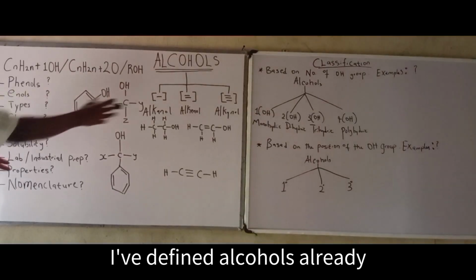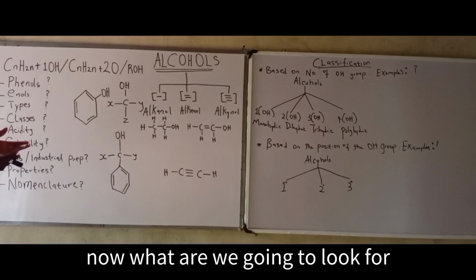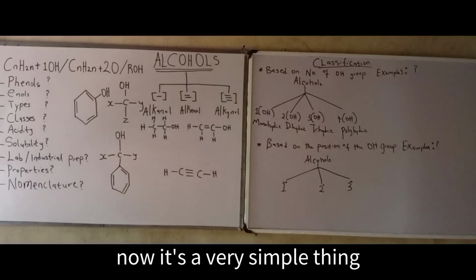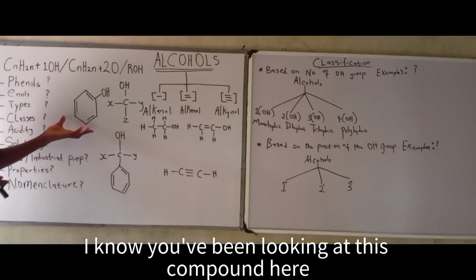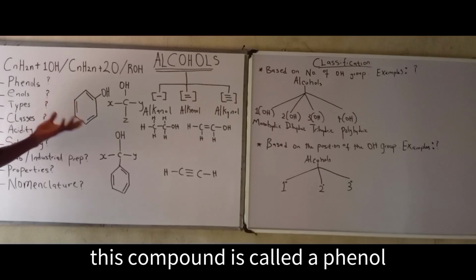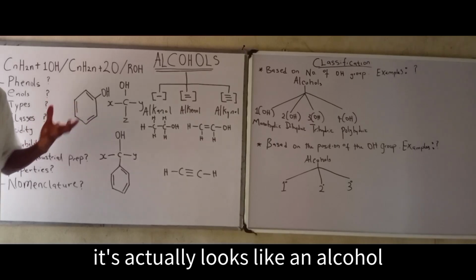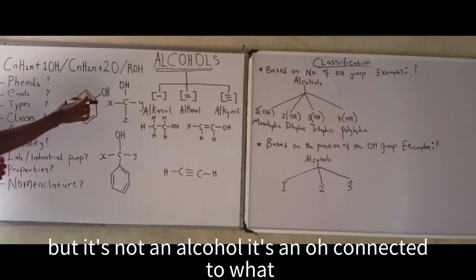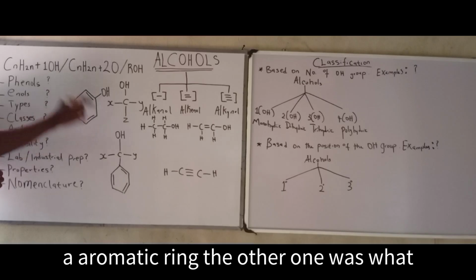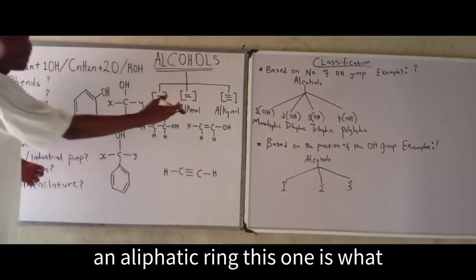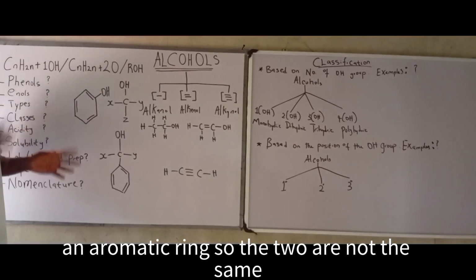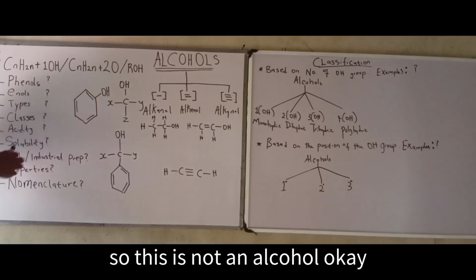I've defined alcohols already. Now, what are we going to look for? The first thing here is phenols. It's a very simple thing. I know you've been looking at this compound here. This compound is called a phenol. It actually looks like an alcohol, but it's not an alcohol. It's an OH connected to what? An aromatic ring. The other one was an aliphatic chain. This one is an aromatic ring. So the two are not the same, and this is not an alcohol.